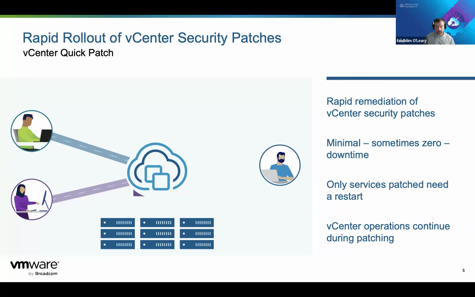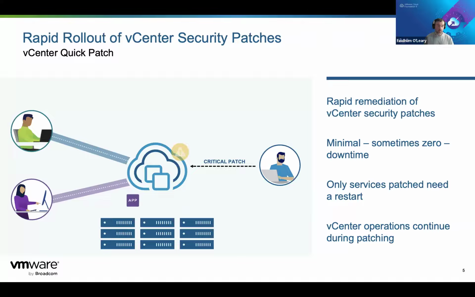With vCenter Quick Patch, it's the traditional in-place patch, but we're only patching the code base that needs to be patched. We're only patching the RPMs that actually got a code change for that particular security patch. So that will reduce the overall downtime to anywhere from a couple of minutes to actually zero downtime.